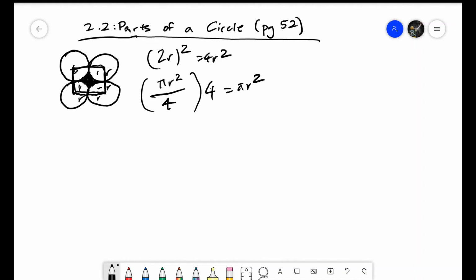Now, finally, since the diameter of each circle is equal to 7, the radius is equal to 3.5, which means that the area of the shaded region is 4 times 3.5 squared minus pi times 3.5 squared, which is approximately 10.5 centimeters squared.